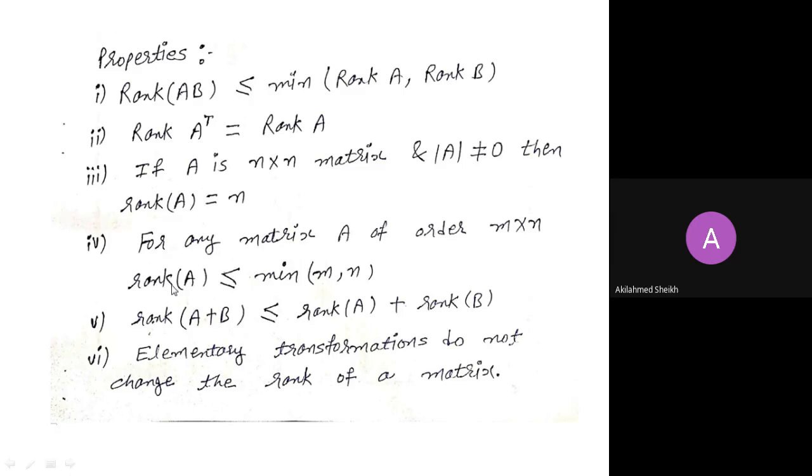And here this fourth property is for the rank of a single matrix A, and the first is for multiplication of two matrices. Then rank of A plus B is less than or equal to rank A plus rank B. Now here, elementary transformations do not change the rank of a matrix.